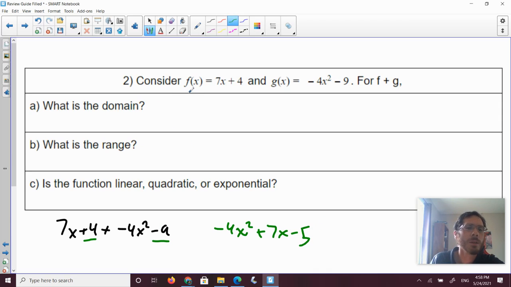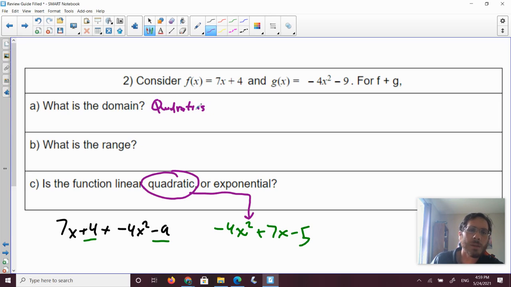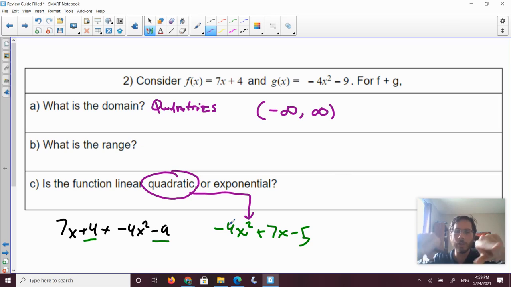So if we look at this equation that we're left with at the end here, this is a quadratic equation because it's got the x squared as the highest exponent. That automatically makes it quadratic. All quadratics have the same domain. Quadratics are always negative infinity to infinity. But to get the range, it's a little bit different. I know it's going to open down because it starts with a negative, so it looks kind of like a rainbow. So the first part of my range is going to be from negative infinity out to some value. But what that value is, that's the y value of the vertex.